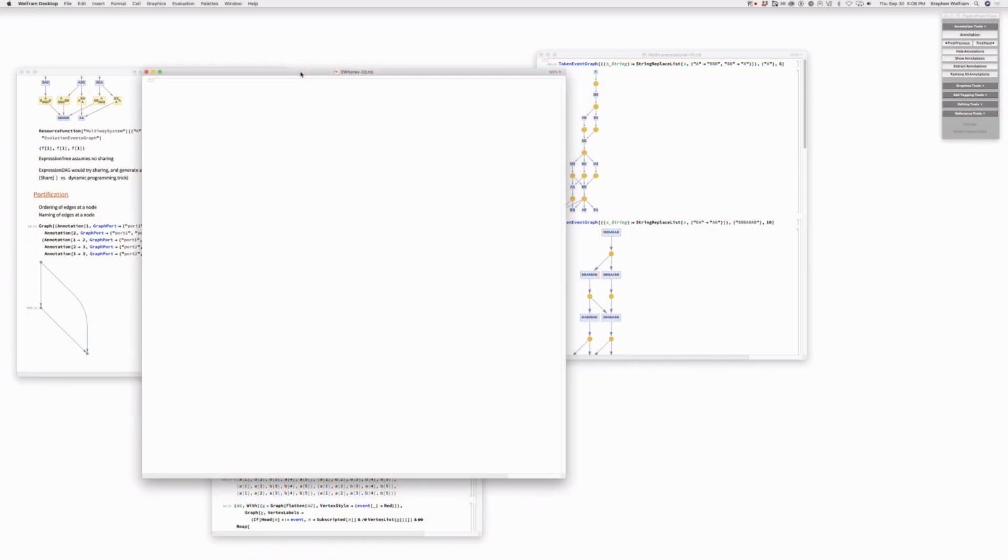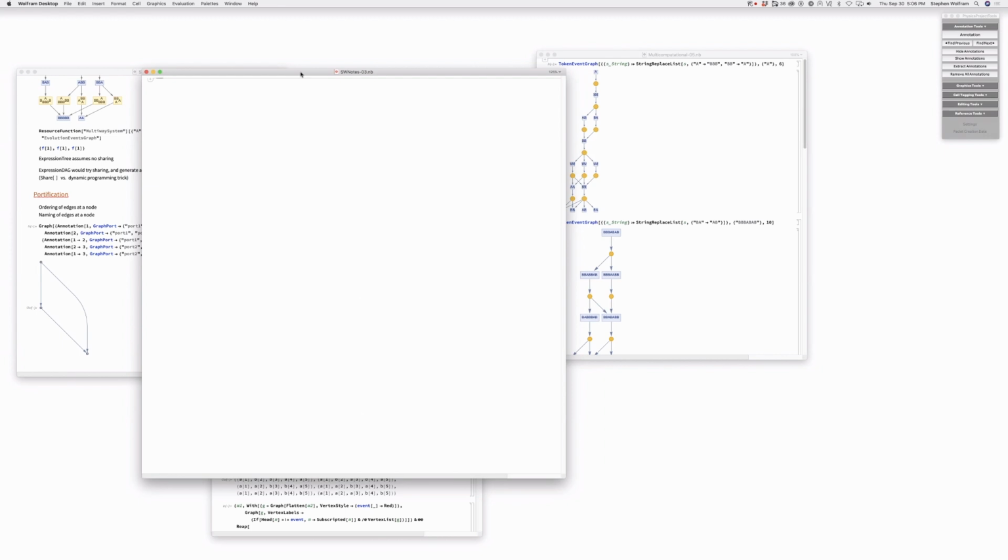So, for people joining us here, we are talking about a rather ambitious project and effort to implement multi-computation in Wolfram language. A way to think about what's going on here is this is a fundamental rethinking of the evaluation process.